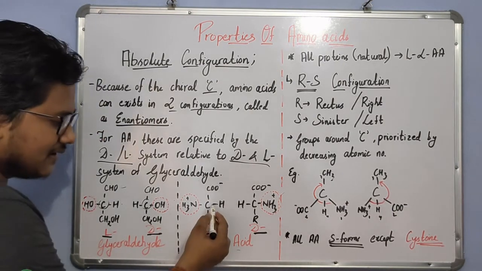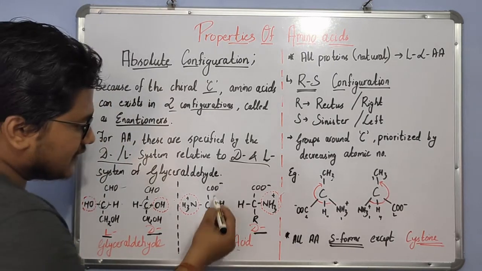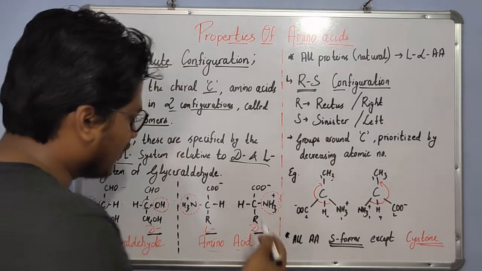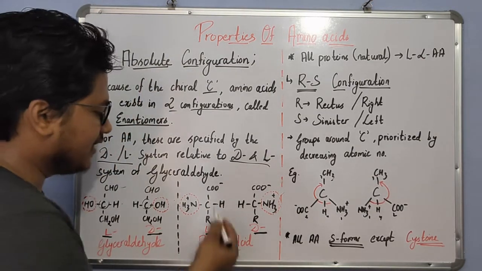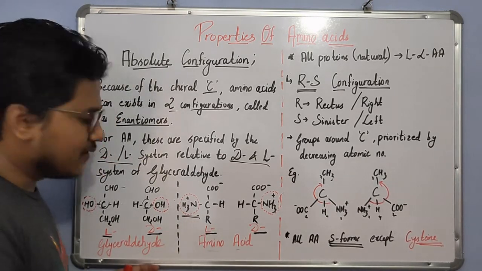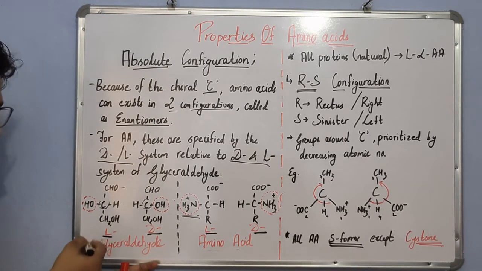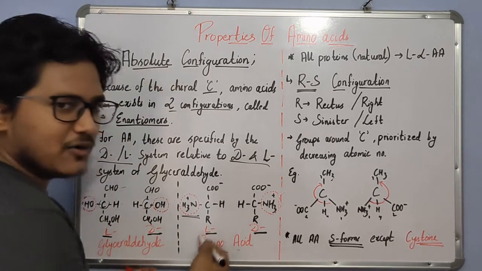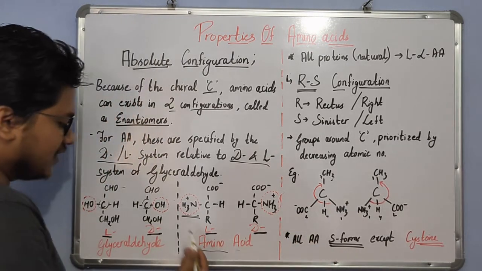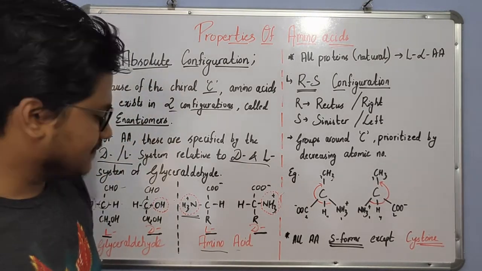For example, this is the general structure of amino acids as we have studied. In this case, there are 4 different groups arranged around the central carbon atom in different directions. Now, if the amino group is present on the left, similar to the L form of glyceraldehyde, it is termed the L-amino acid, whereas when the amino group is present on the right, similar to that of the glyceraldehyde, it is called the D-amino acid.